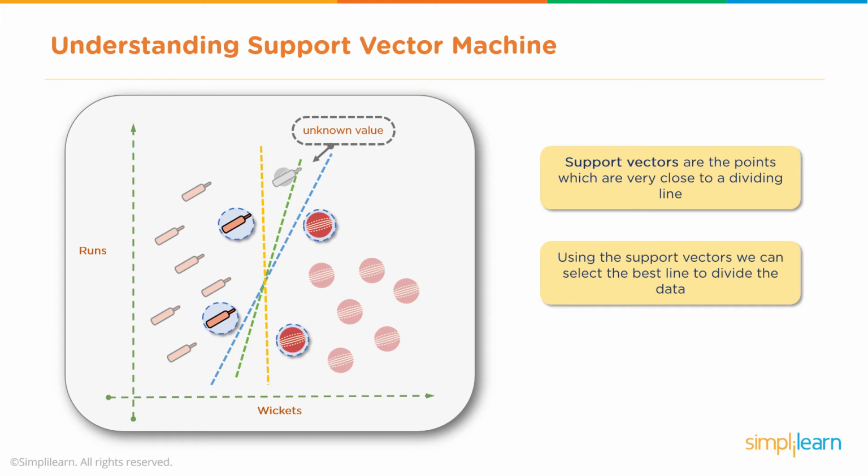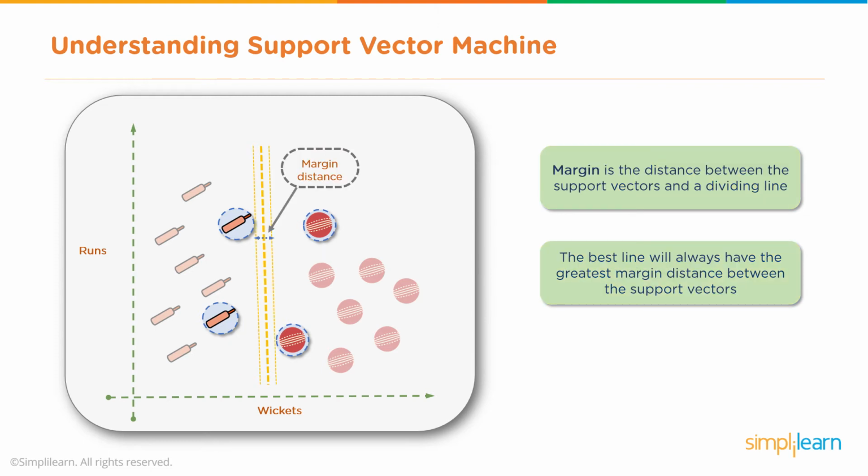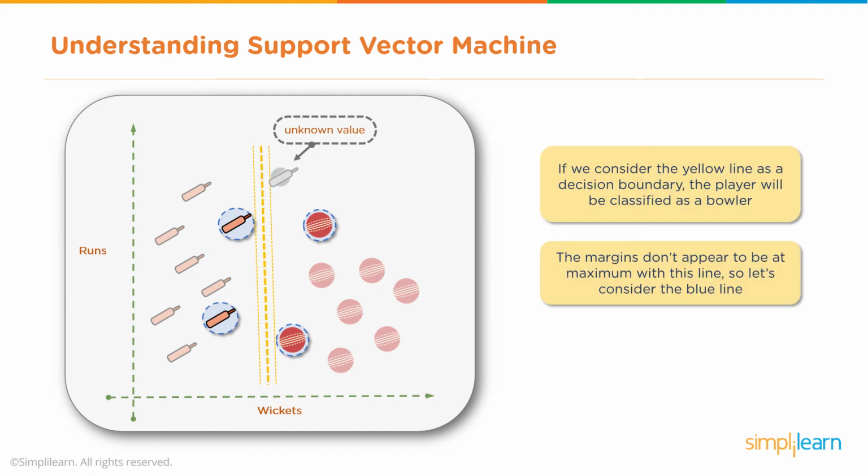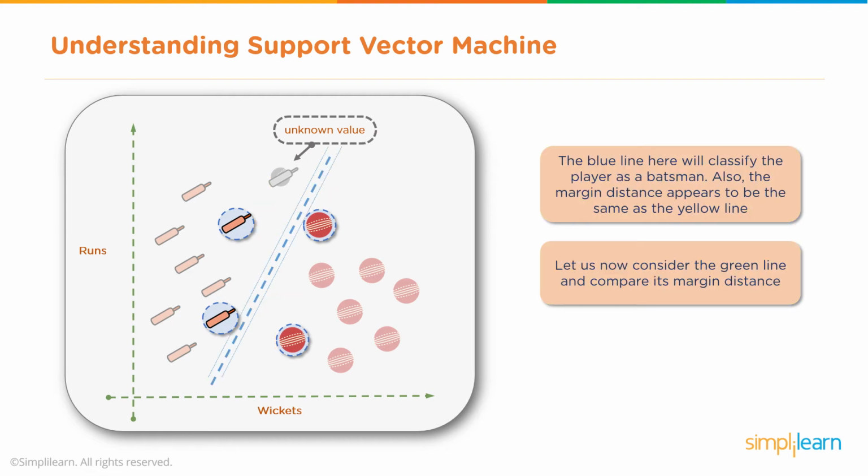Mathematically, we would calculate the distance among all of these points, and we would minimize that distance. Once we pick the support vectors, we'll draw a dividing line and then measure the distance from each support vector to the line. The best line will always have the greatest margin or distance between the support vectors. If we consider the yellow line as a decision boundary, the player with the new data point would be considered a bowler. The margins don't appear to be maximum though, so maybe we can come up with a better line. So let's take 2 other support vectors and we'll draw the decision boundary between those, and then we will calculate the margin. And notice now that the unknown data point, the new value, would be considered a batsman.